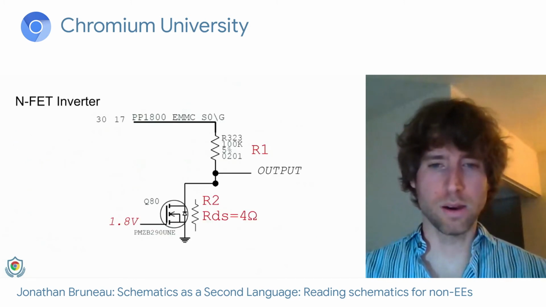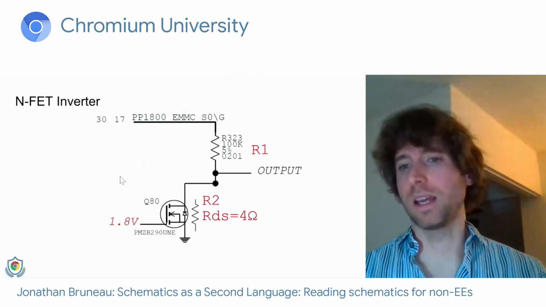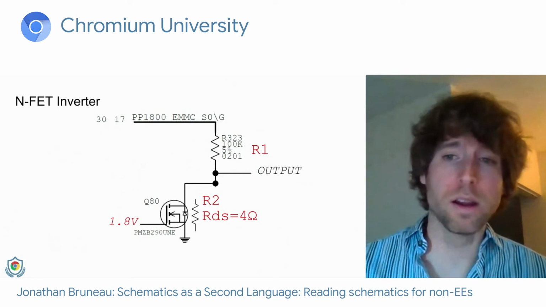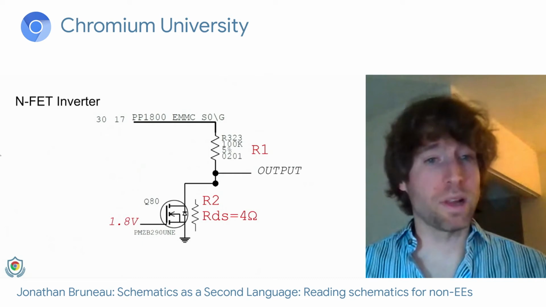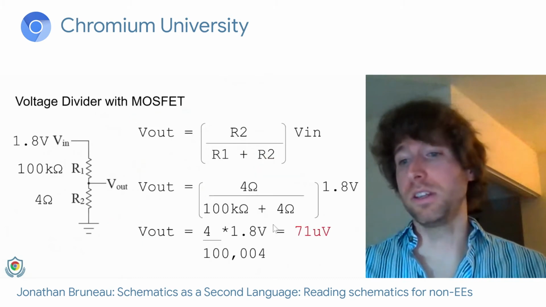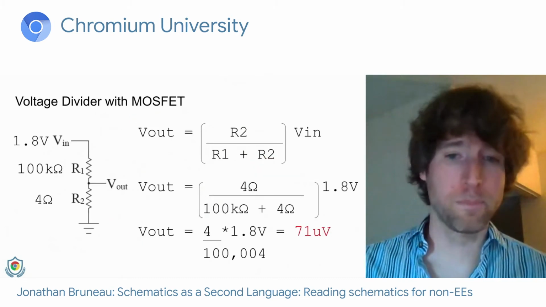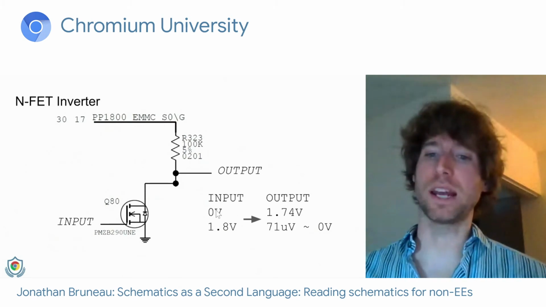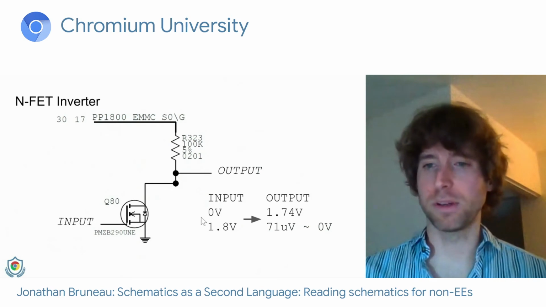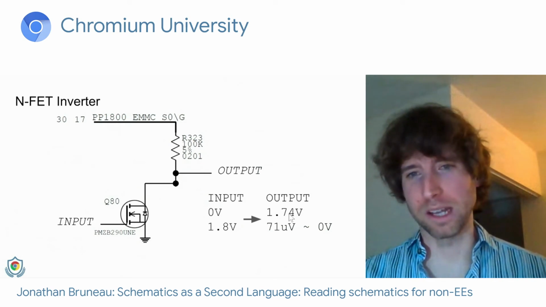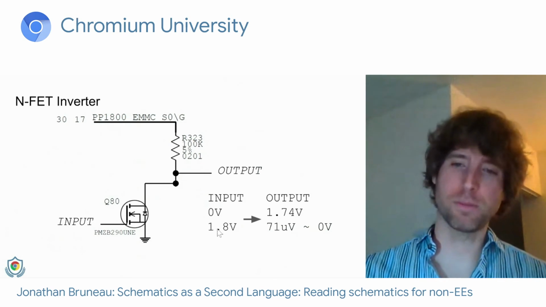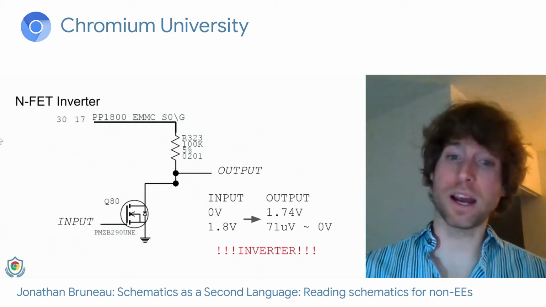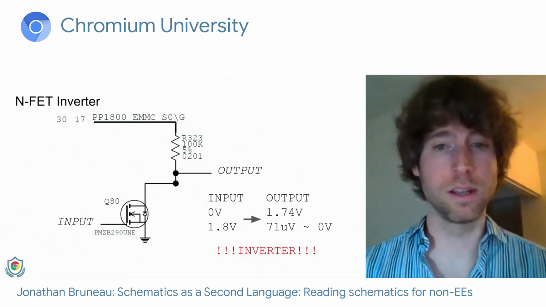Now, if I apply 1.8 volts at the input, I get an RDS of 4 ohms, a number I picked out of thin air. Again, applying the resistor divider math, you end up with 71 microvolts. So in effect, when I give 0 volts on my input, I get almost 1.8 volts out the output. And if I have 1.8 volts on the input, I get in effect 0 volts. This is an inverter. I can take a signal and invert it.